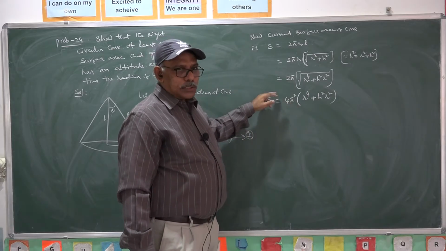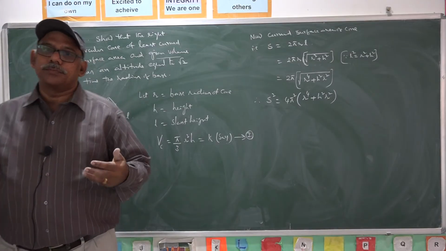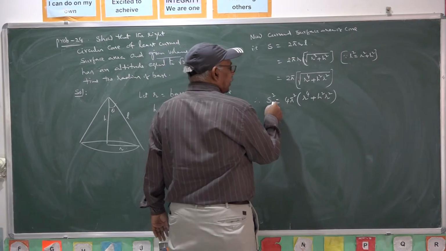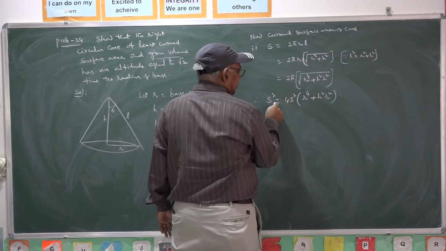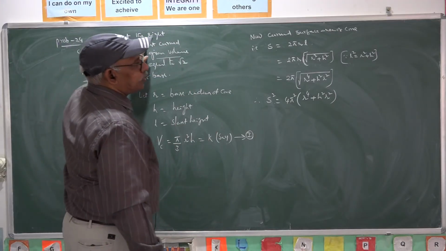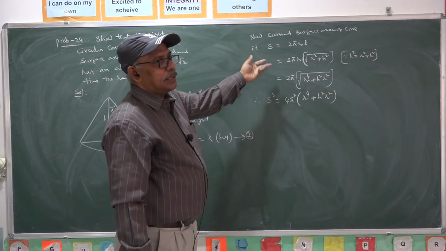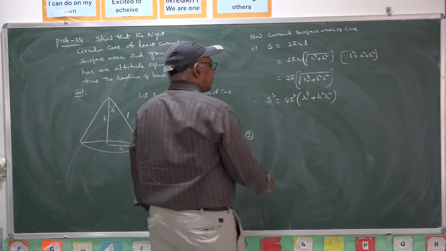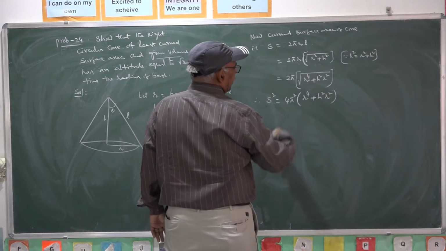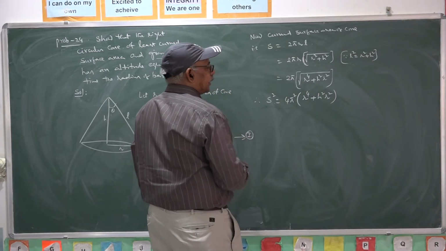Once this S square takes minimum or maximum, correspondingly S is minimum or maximum. Once this is maximum, this is maximum. Once this is minimum, this is minimum. So hence, you have to minimize this S square. For easy derivative, I am just squaring and minimizing this function, nothing more than that.